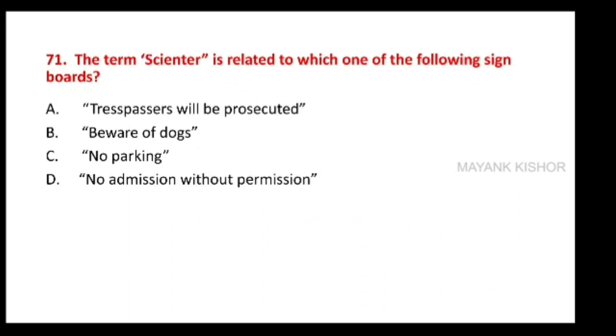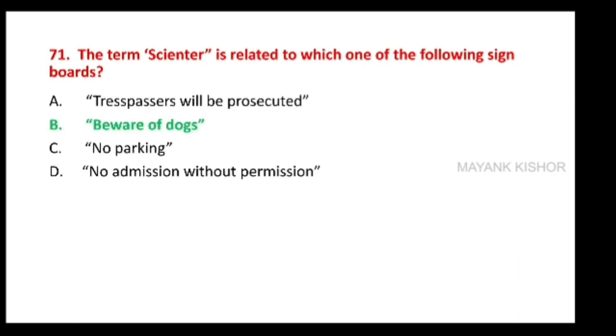Next question, question number 71. The term sinister is related to which one of the following signboards? It is a very important and tricky question. And the options are option A, trespassers will be prosecuted. Option B, beware of dogs. Option C, no parking. Option D, no admission without permission. And the correct answer is option B, beware of dogs. It's a term sinister.